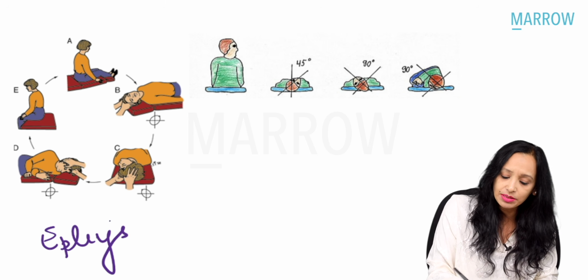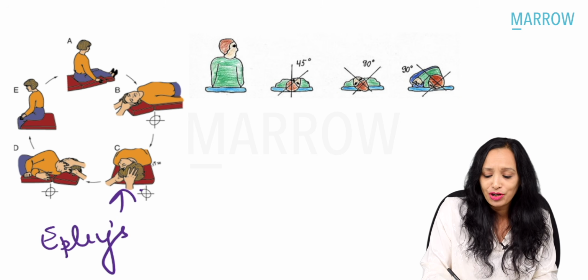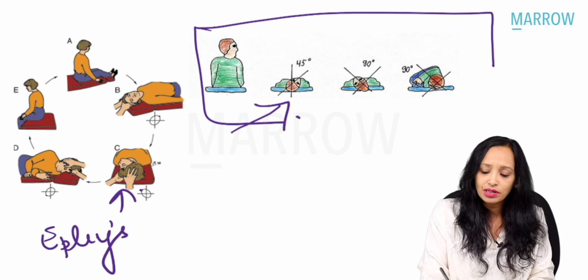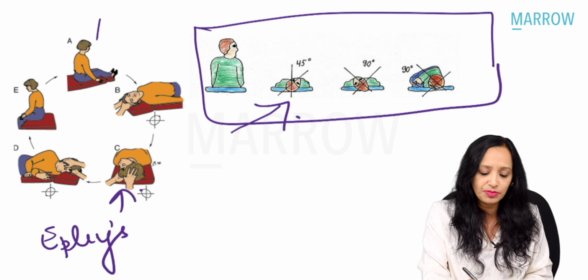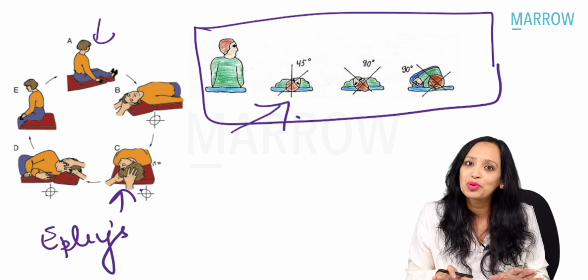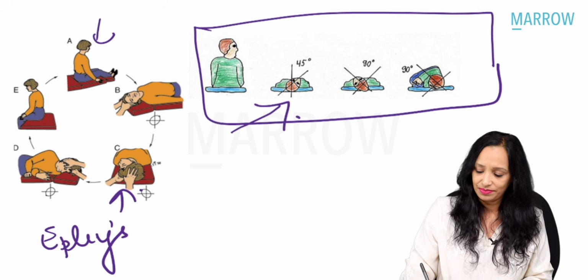This is how the Epley maneuver looks. And if in your exam the second picture is given, what is this? This is also a repositioning maneuver. In the first picture it is given in the form of a round, and in the second it is given as a straight line. So both of these are the repositioning maneuver.